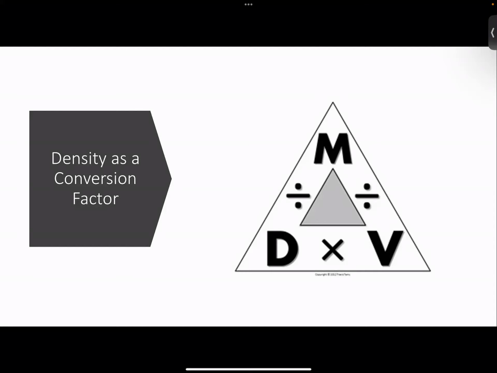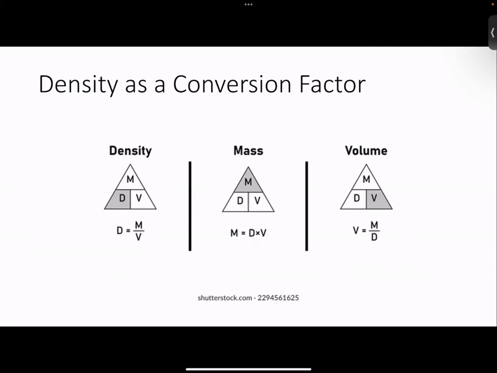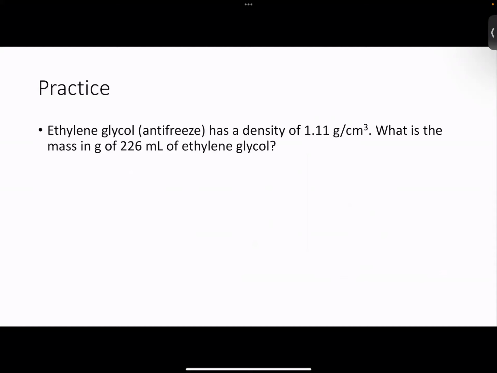Let's look at an example. Ethylene glycol, which is antifreeze, has a density of 1.11 grams per centimeter cubed. What is the mass in grams of 226 milliliters of ethylene glycol? Step number 1, list out what you were given. We were given a density, 1.11 gram per 1 centimeter cubed. We were given 226 milliliters.